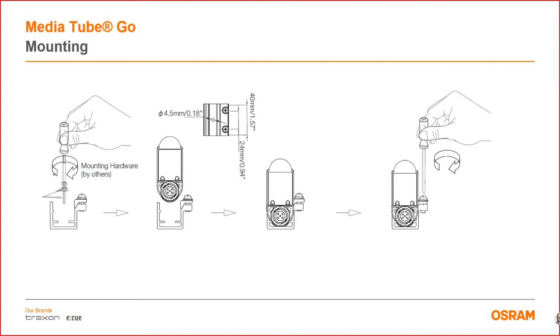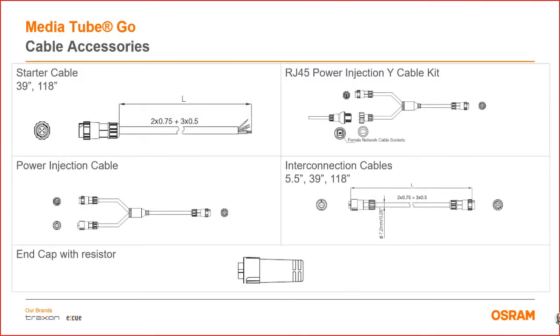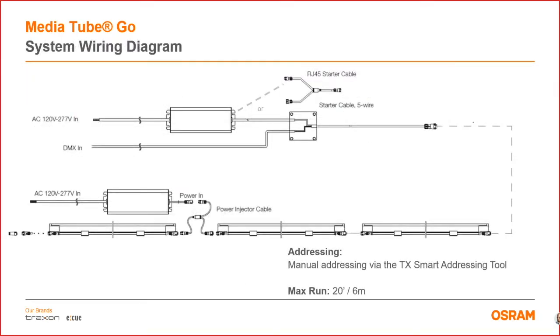Mounting of the MediaTube Go is simple and familiar for those who know our other MediaTube offerings, utilizing a very familiar and similar bracket for a simple attachment. The MediaTube Go, of course, has our standard cable options, including starter cables and interconnection cables, as well as Y cables and terminating end caps to complete the system. And this system does come together very easily and should be very familiar to those that recognize the MediaTube HO and are becoming familiar with our Allegro MediaTube Lite.